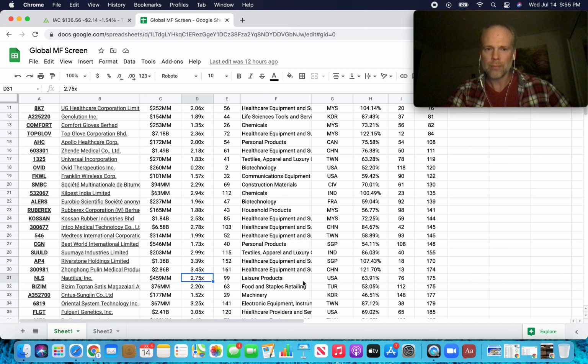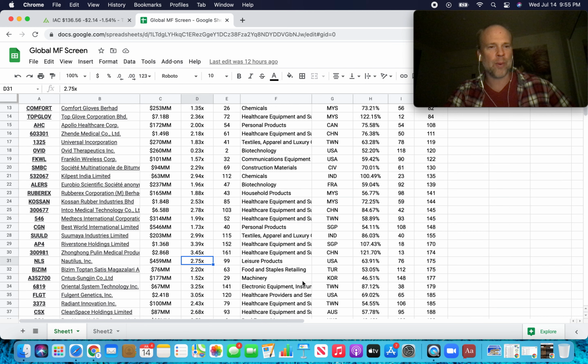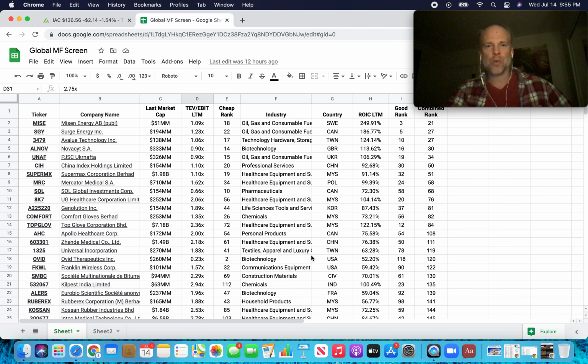So that's part of looking under the hood, really understanding: is the last 12 months a freak outlier, or is this something we can lean on in terms of these different metrics here? So anyway, guys, I just wanted to show you how to put together a global Magic Formula screen using TIKR Terminal. I wanted to mention one other thing.